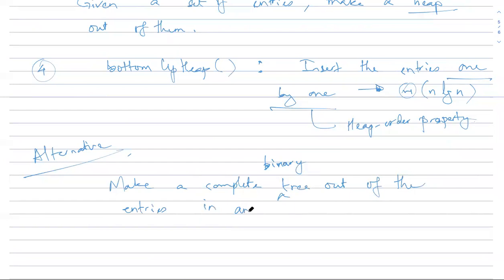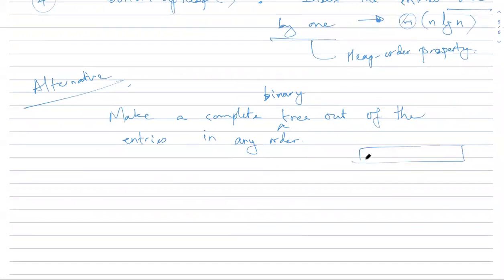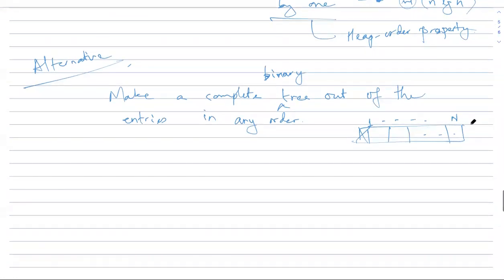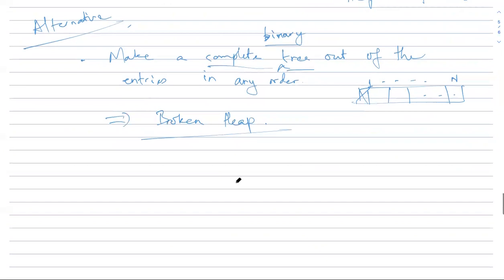It's basically in any order. In other words, making a complete binary tree amounts to starting at index 1, just storing these entries in the array. So if you have n entries, 1 to n, you just fill up. So that is your complete binary tree out of the entries, in any order. So clearly, this is going to create a broken heap for us, in the sense that the heap order property is violated, left, right, and center.